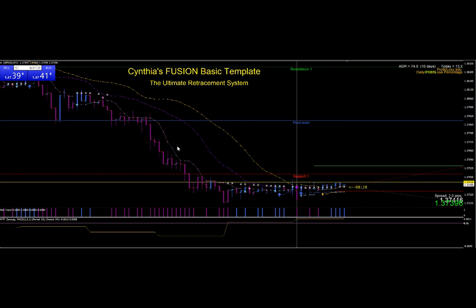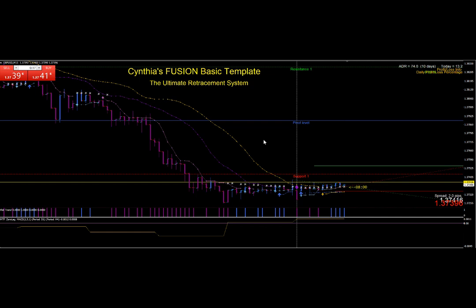So that's the basic introduction to the basic template and the basic indicators. You do get all of these indicators in the advanced system and also in the extra advanced system. But for the basic system, I'm keeping the indicators to a minimum. The most basic indicators that are going to be on the advanced chart and the extra advanced chart.